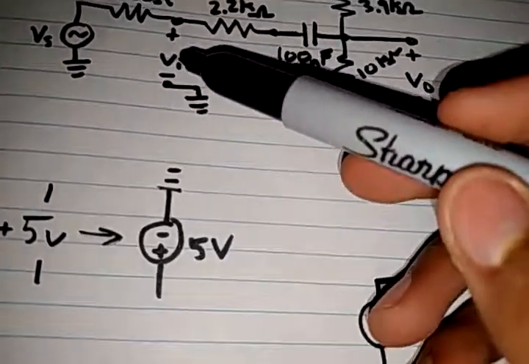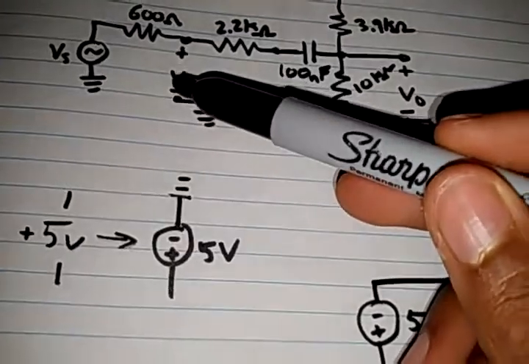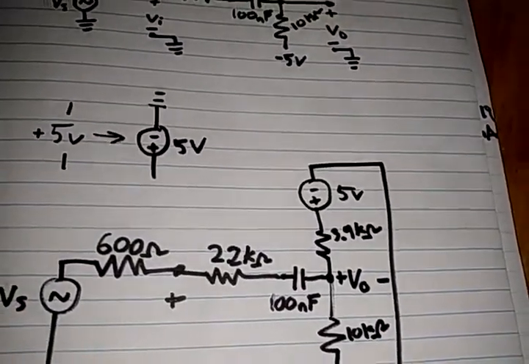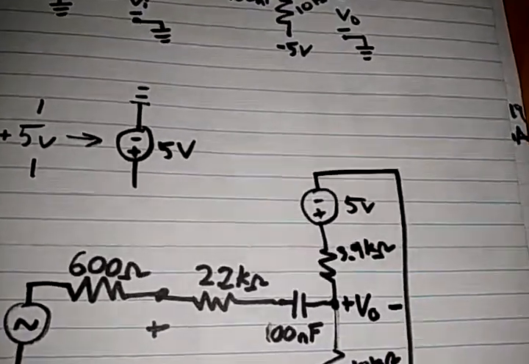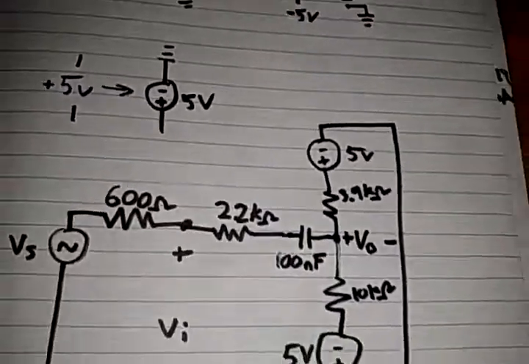You're going to find V out and the voltage of V in, and then you can see what the amplification or the graph of it would have looked like. So hope that helps.